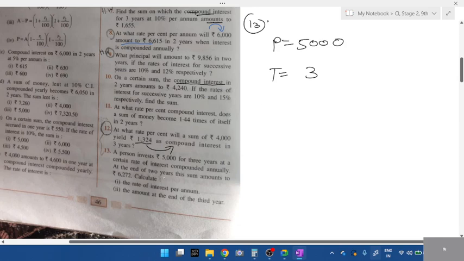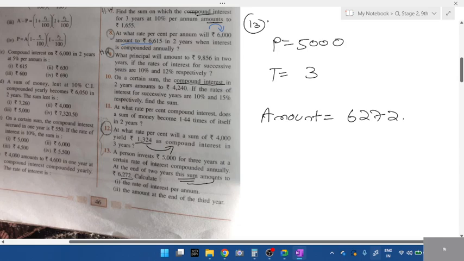At the end of 2 years, how much does he receive? The sum amounts to what? At the end of 2 years, this sum amounts to how much? This sum meaning is principal. It amounts to, respond, amounts to how much? 6,272. So I'll read again.